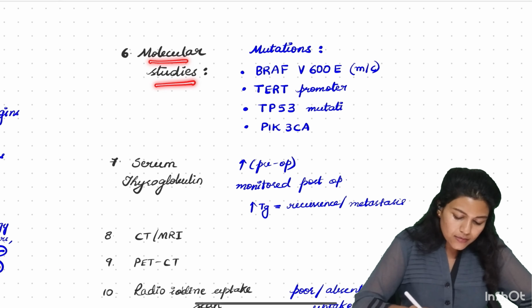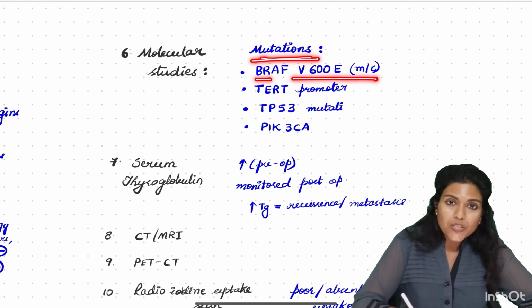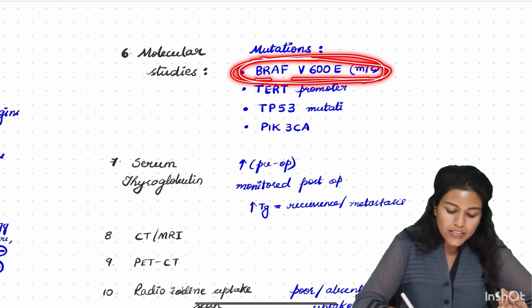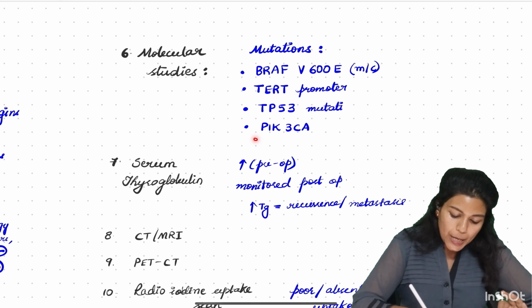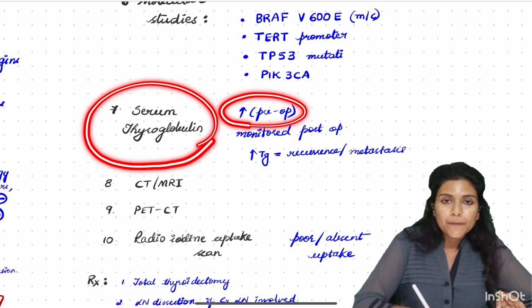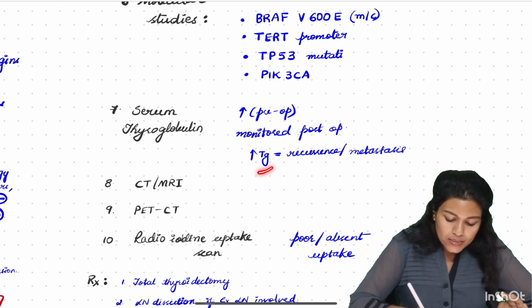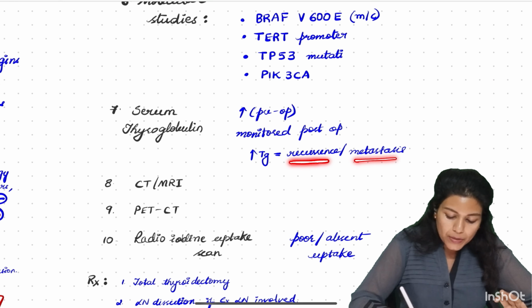Coming to the molecular studies, BRAF V600E is the most common mutation. So all the cancer first of all starts with the BRAF V600E mutation, which leads to differentiated cancer. Later, additional mutations like TERT promoter, TP53, and PIK3CA are also seen. The serum thyroglobulin levels are elevated preoperatively, so it is used as a monitoring tool postoperatively. If the thyroglobulin levels are still raised, they will indicate recurrence or metastasis.